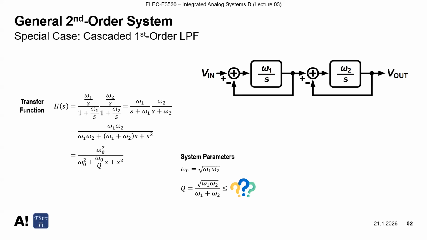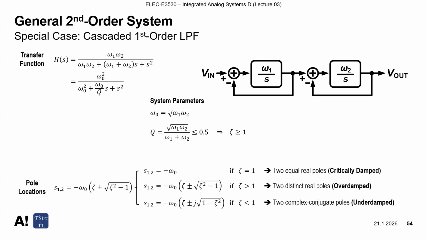0.5, right? Why? Do you remember? A plus B is greater than or equal to 2 times the square root of AB. Yes, thank you. So if you're not sure why this becomes 0.5, please have a check on lecture 2, where we have discussed it. So in this condition, zeta is actually larger than or equal to 1. This is the condition for cascading the two first-order low pass filters, right?